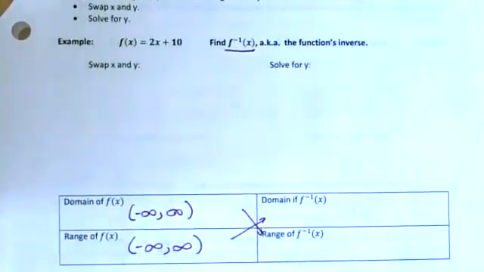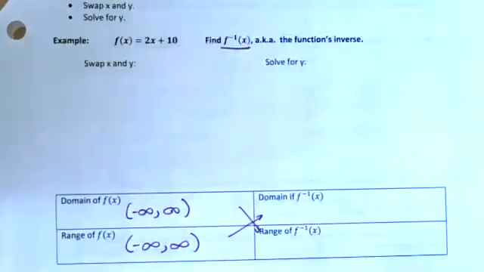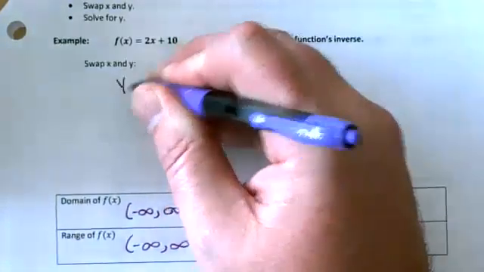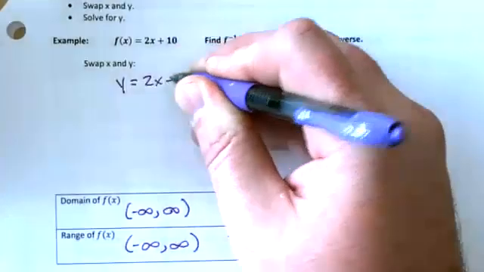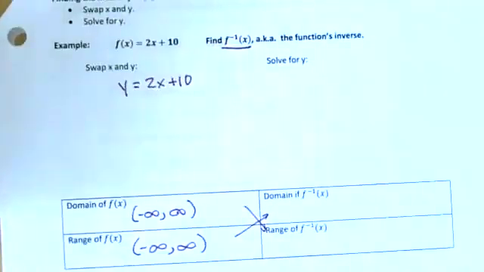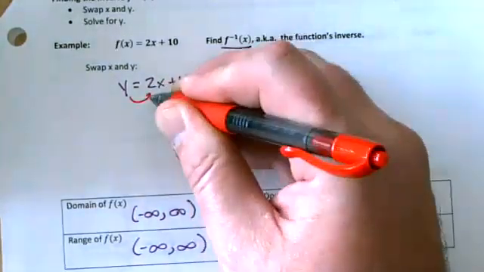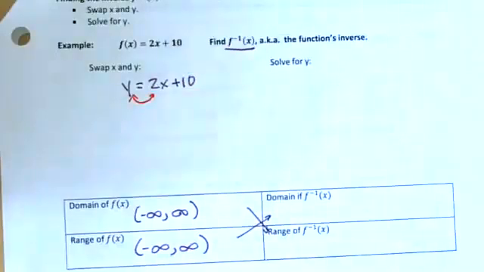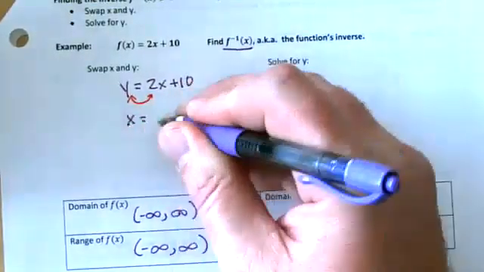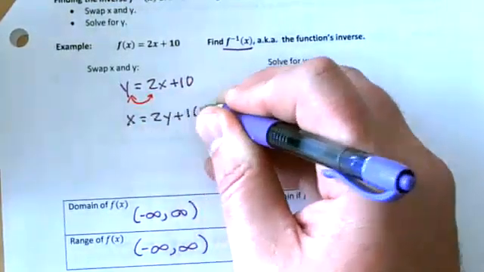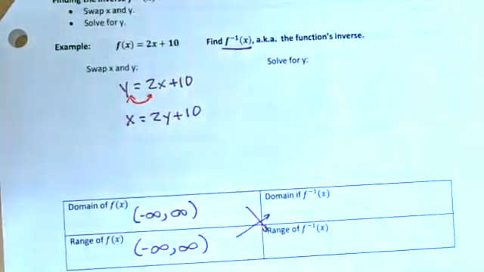So when we do this, we're going to think of f of x as y. So I'm going to write down y equals 2x plus 10. And then we're just going to swap the x and the y. Just switch places. So it becomes x equals 2y plus 10. And then we just take that and get y by itself. And that'll be our inverse.